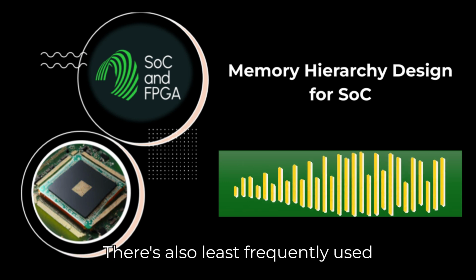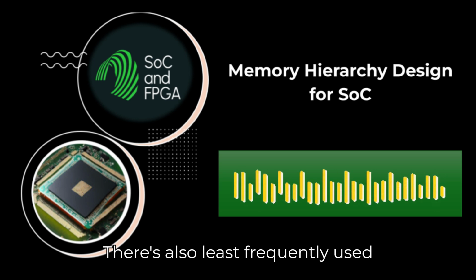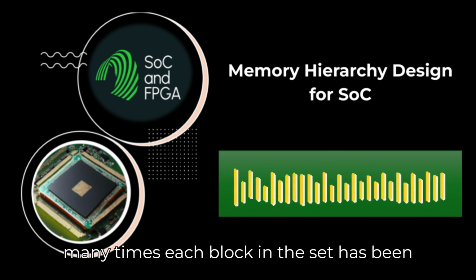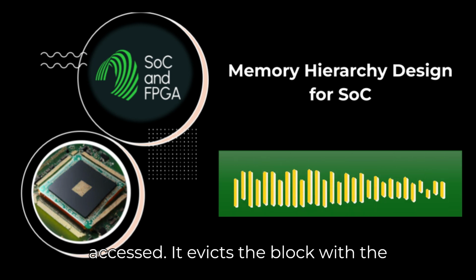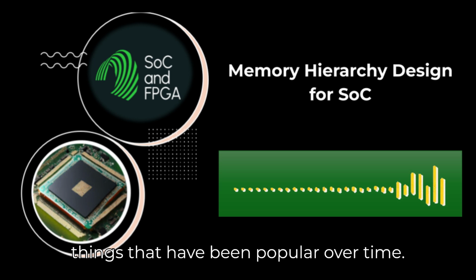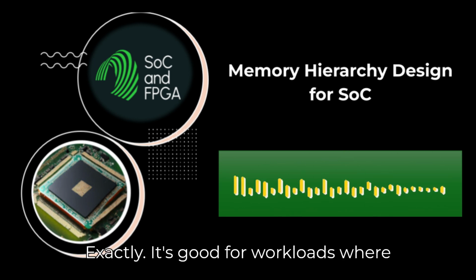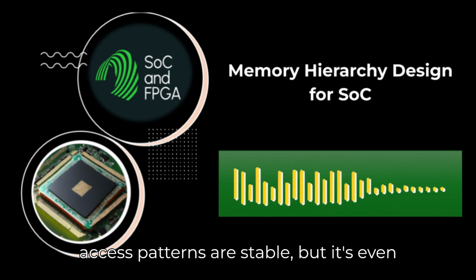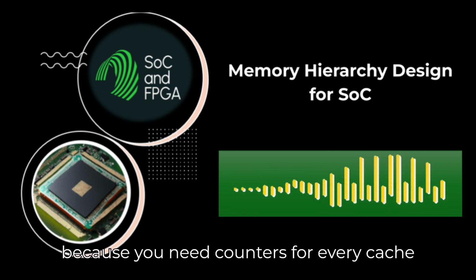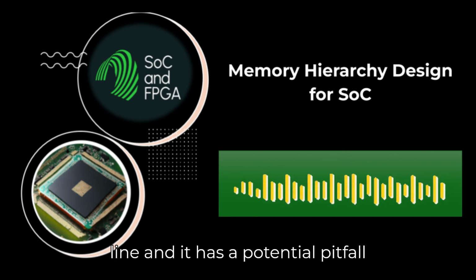Yes. There's also least frequently used, LFU. This policy keeps account of how many times each block in the set has been accessed. It evicts the block with the lowest access count. So it prioritizes things that have been popular over time. Exactly. It's good for workloads where access patterns are stable, but it's even more complex to implement than LRU because you need counters for every cache line.